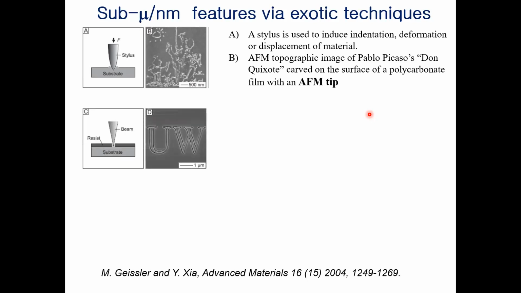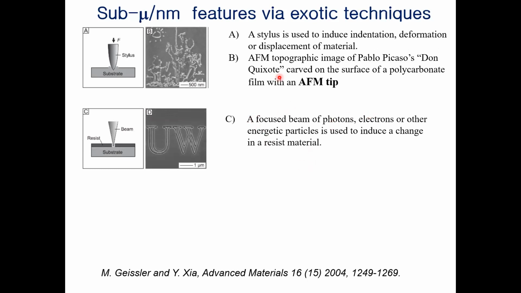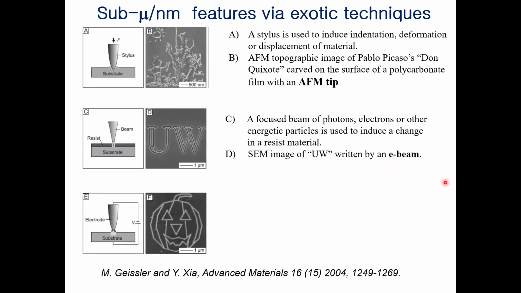Or you can use a focused beam of photons or electrons or other energetic particles to induce change in a resist material, photoresist. So you can deposit photoresist using a photon beam or electron beam and cure the photoresist with the length scale of that beam, and then create features. This is from University of Washington, written by E-beam lithography, very fancy techniques.